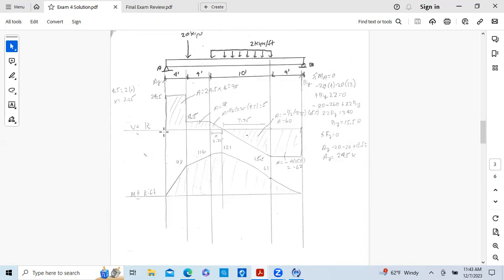So we're starting at 0. We're here at the reaction. Reaction there is 24.5. So we go up 24.5. It's constant over to this line of discontinuity. 20 kips down, we're at 34.5. Okay.